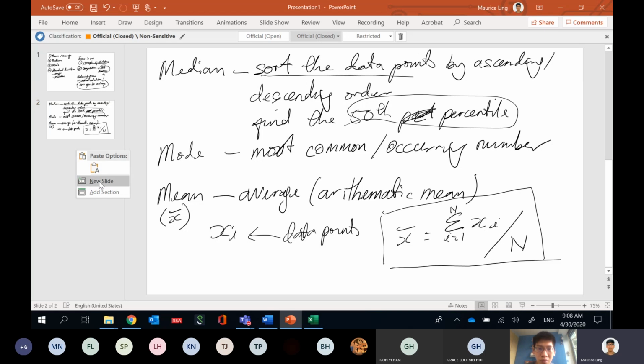So if I were to ask you, how many data points do you need to calculate average? What is the minimum number of data points you need to calculate average?